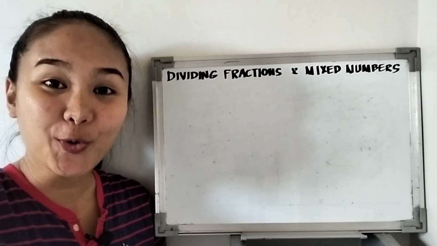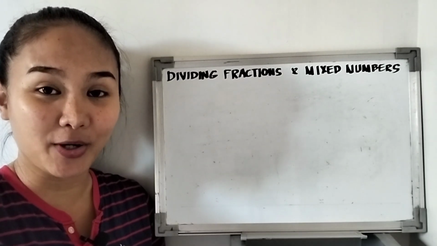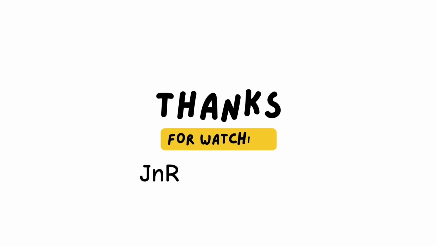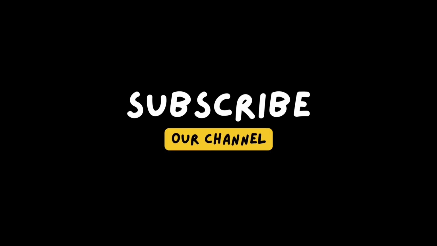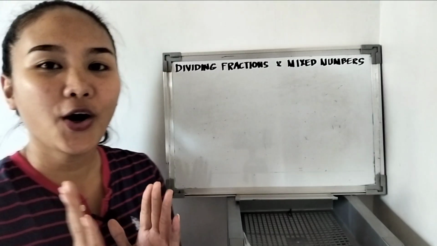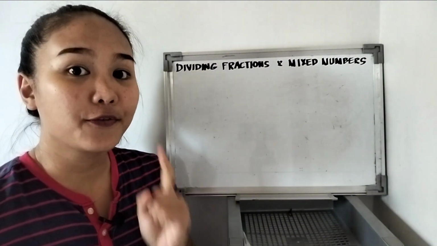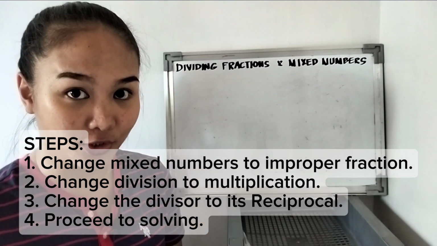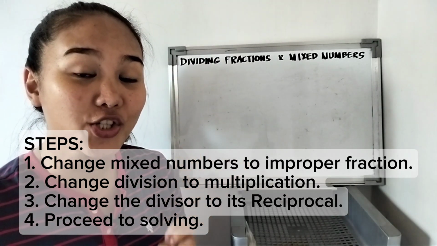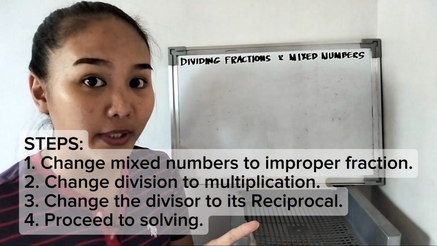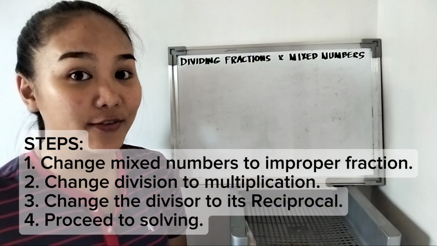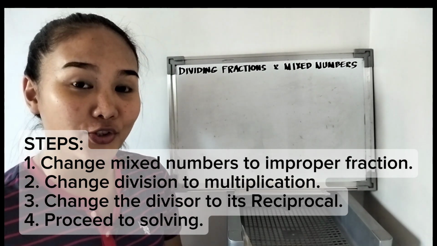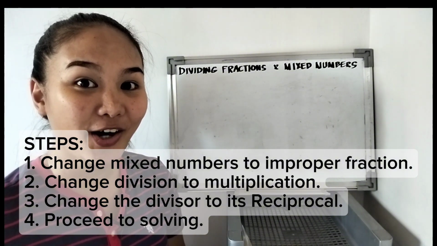For today's topic, we will be discussing how to divide fractions and mixed numbers. Alright, so let us now begin. First step is to always change mixed numbers into improper fractions. Second step is to change the operation from division to multiplication. And third step, change the divisor by its reciprocal. And the last and fourth step is, of course, to proceed to the operation.